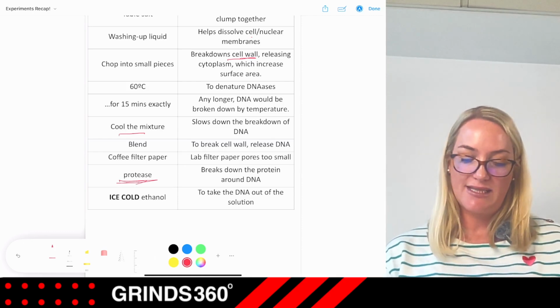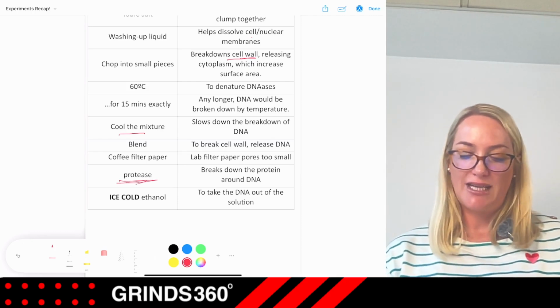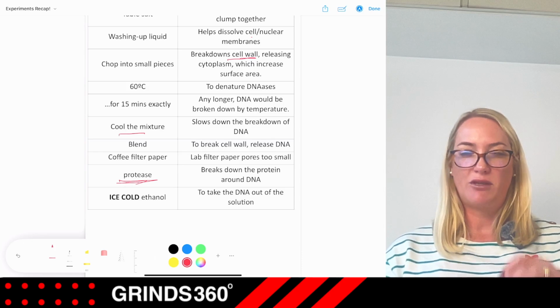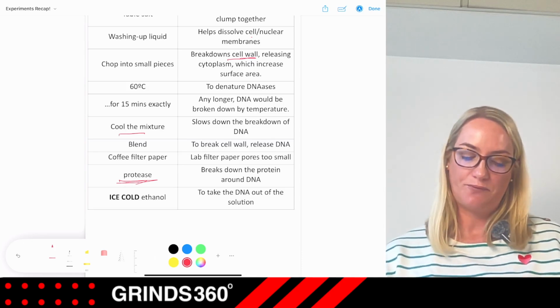Why do we add protease? Protease breaks down the protein and the DNA. So remember, chromosomes are made of DNA and protein.